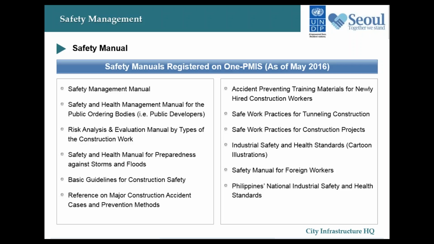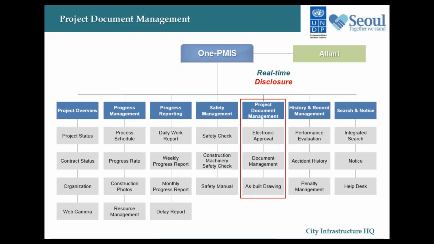So Seoul government has created a dedicated menu on safety manual repository. So here basically they upload all the different types of safety manuals, and this allows all the project stakeholders to be able to share all of the reference documents related to safety management. Next, project document management menu consists of electronic approval, document management, as well as built drawing categories.